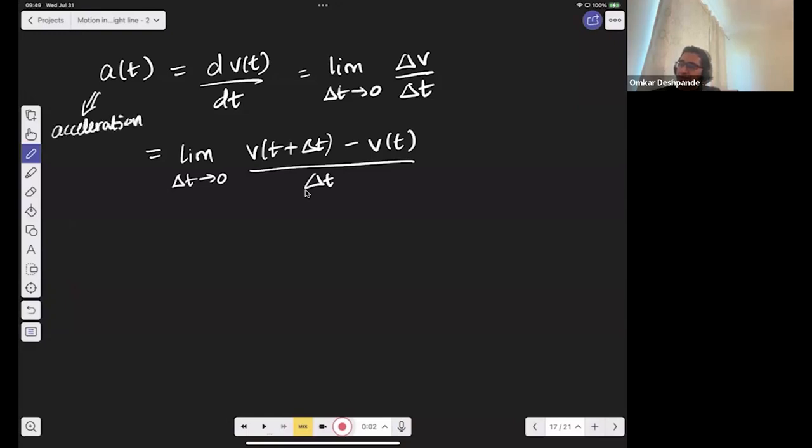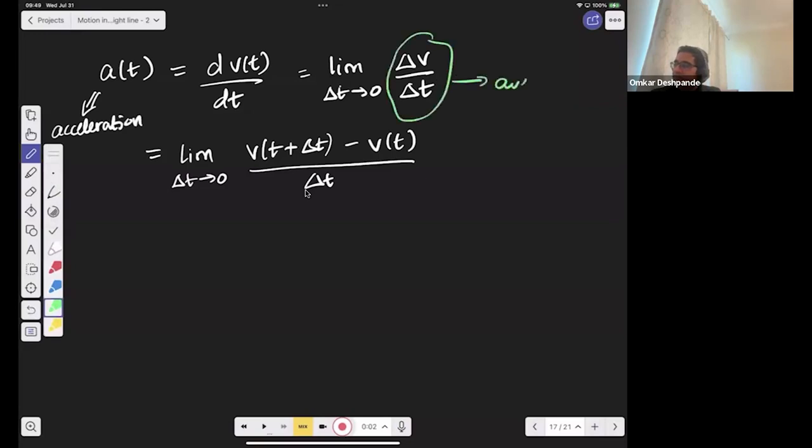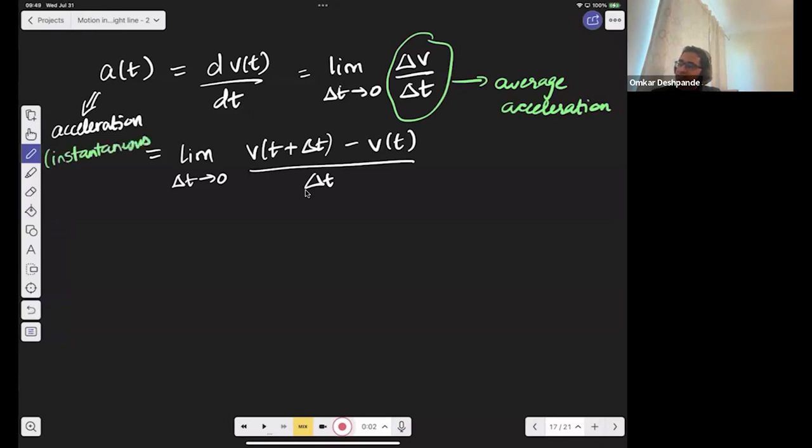Now, if you want to be nitpicky, you can give this quantity a name. You can call this the average acceleration, and you can say, well, this is the instantaneous acceleration. And that's fine. But really, the average acceleration doesn't have much importance in physics. It's the instantaneous acceleration that we care about, because things can change from one instant to another. So this is how we would define the instantaneous acceleration.